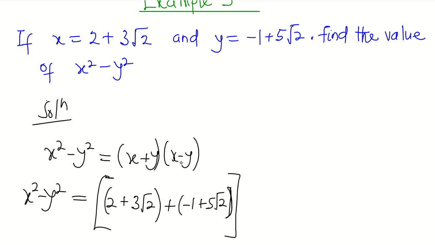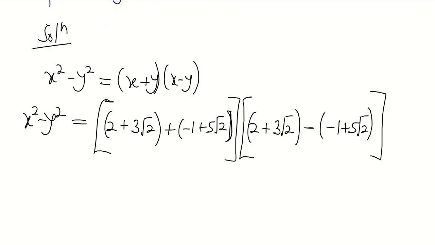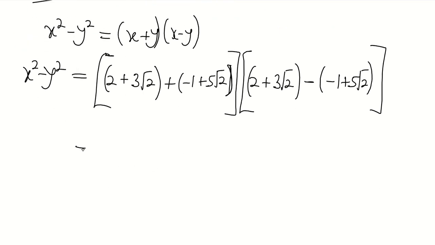But it's been multiplied by x minus y, which means we should get x minus y. Now our x here is 2 plus 3 square root of 2, so we have 2 plus 3 square root of 2. We put this in brackets, and then we have minus y. So our minus y we know to be minus 1 plus 5 square root of 2, which means there should be minus here. Alright, so it means we have minus and then minus 1 plus 5 square root of 2. At this point we are doing substitution, then later we expand. Now having substituted, then we can expand.